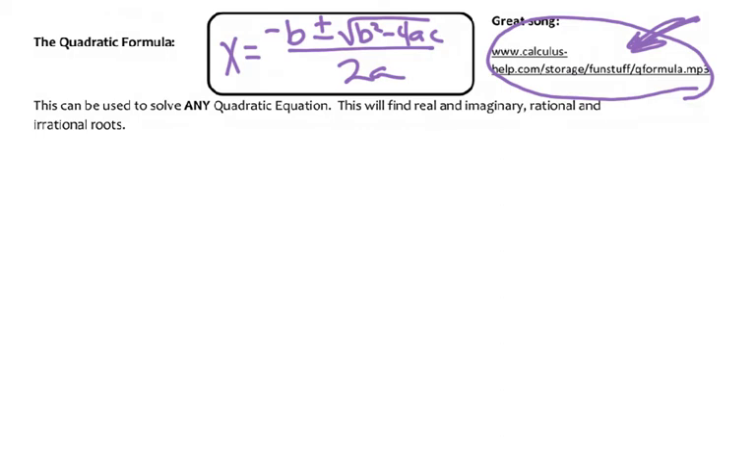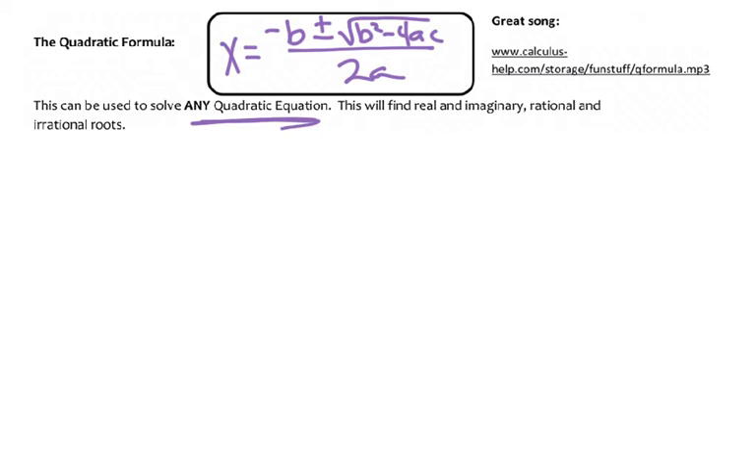But let's get on with how you use the quadratic formula. So you're going to use this to solve any quadratic equation, and that's the great thing about it. So just like completing the square, it always works for any quadratic equation. You don't have to wonder if you can factor it. You don't really have to deal with the fractions as much as you do with completing the square. You don't have to worry about factoring things out. So it's really nice, okay? It will find any types of solutions, real, imaginary, rational, and irrational, all of them.